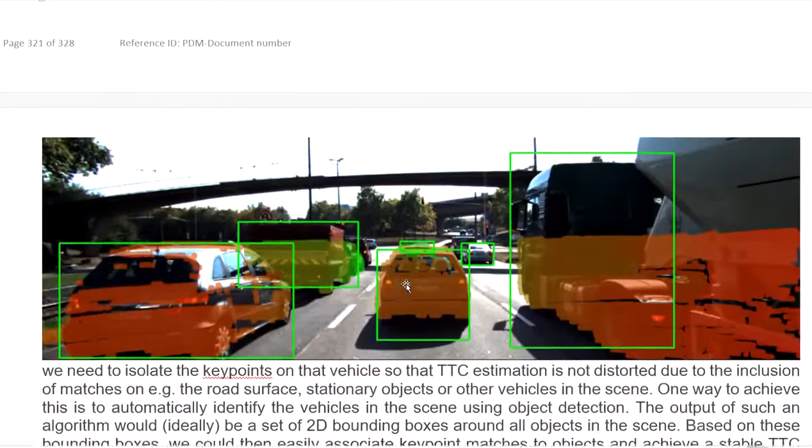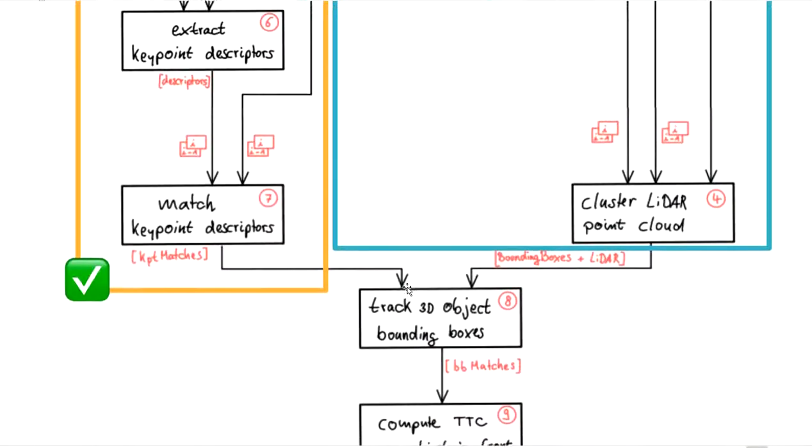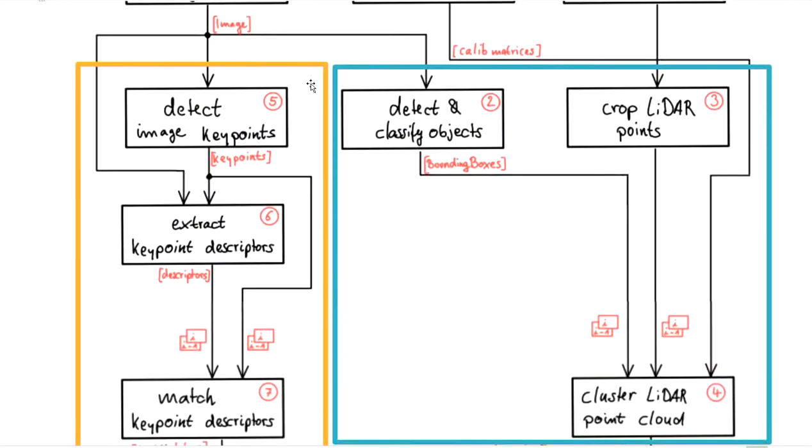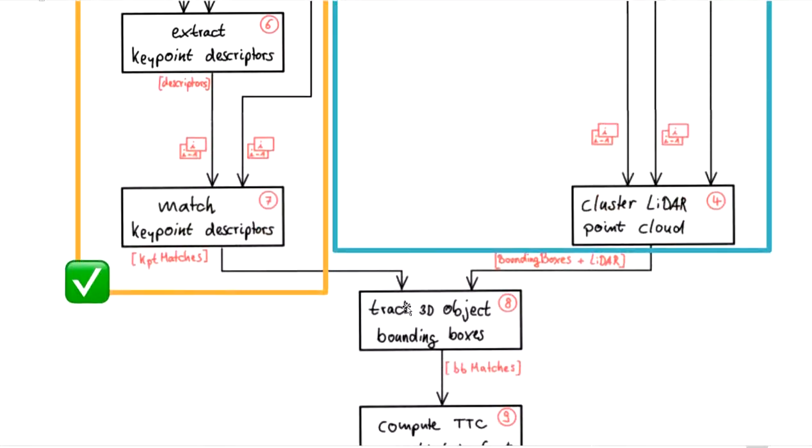So right now, you understand why and how deep learning is useful for us to calculate the time to collision. Okay, and this is the whole picture right here. It shows you how our system works.